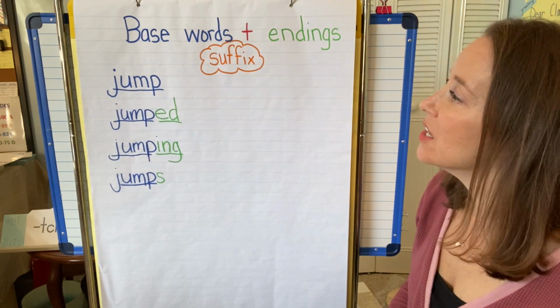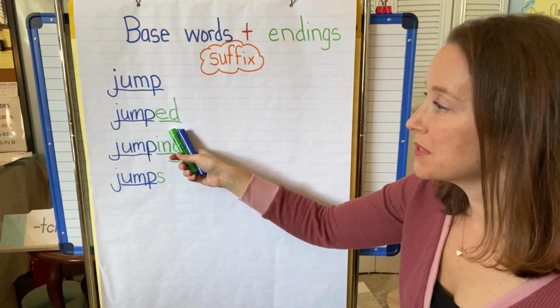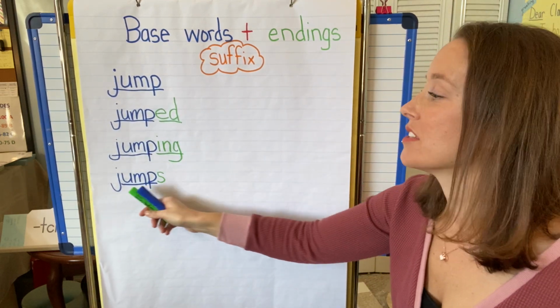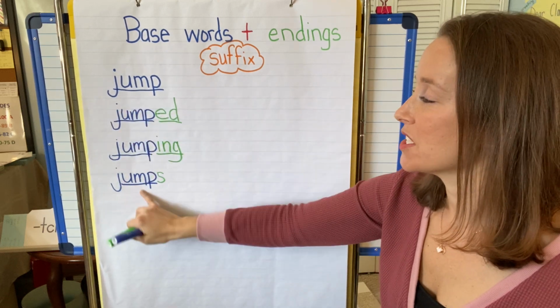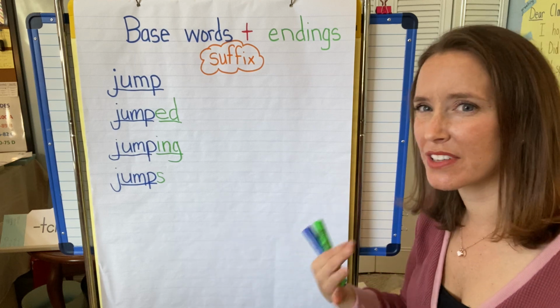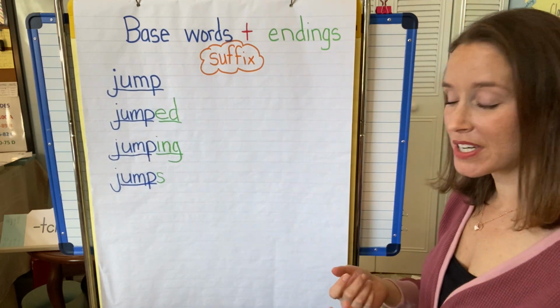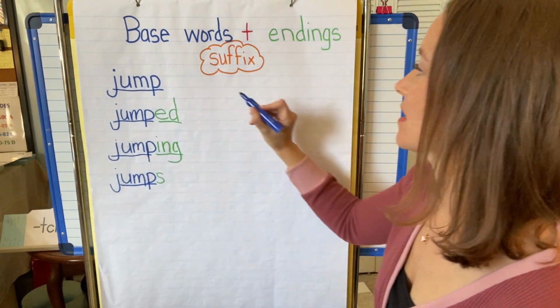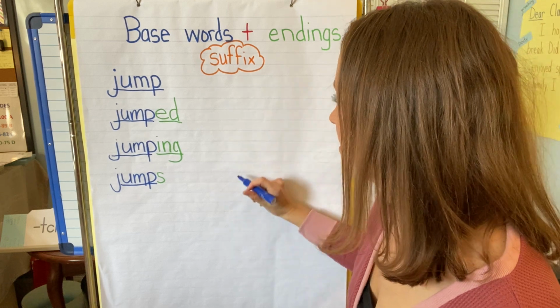All right. So we have jump, jumped, jumping, jumps. Our base word was jump, and then here are the different endings that we add. So we call them endings or suffixes. Let me give you another example. How about the word fill?